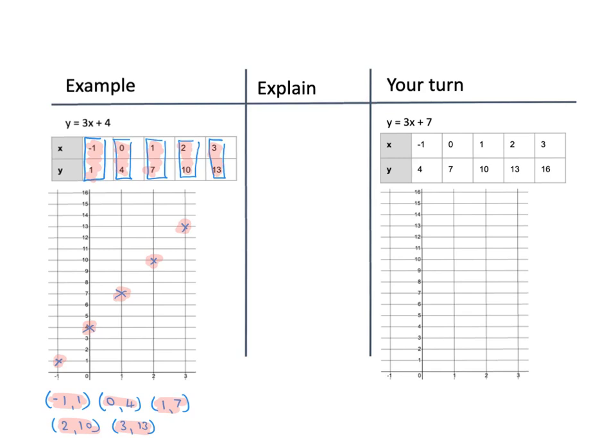Now, as we're looking at a linear formula, we're expecting this to be a straight line, and you can see that these 5 points do in fact form a straight line, and it's at that point that we can be confident that we're probably correct.